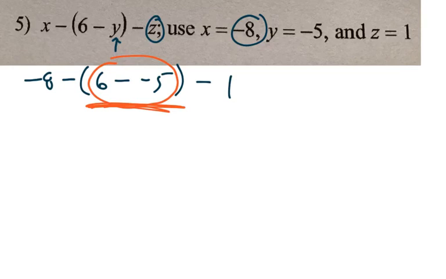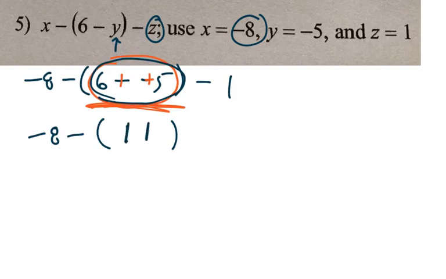So guys, if you see a bunch of minus negatives on my test next week, you better know it really means a plus. So what I really have is -8 minus, in the parentheses, 6 plus 5 is 11. And I still have -1 at the end.